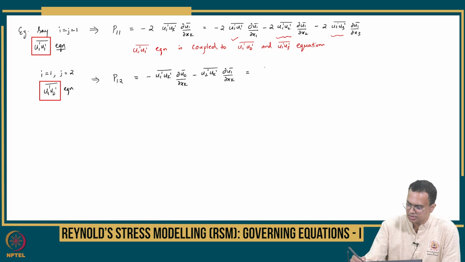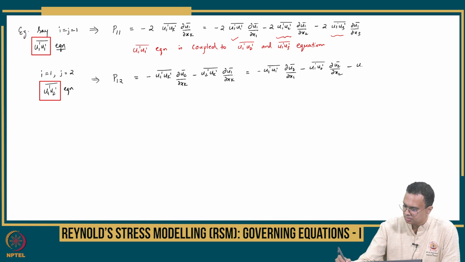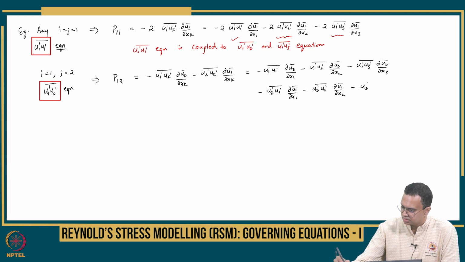So if I expand this, you will see what coupling will happen here. I get minus u1 prime dou u2 bar by dou x1 minus u1 prime u2 prime dou u2 bar by dou x2 minus u1 prime u3 prime dou u2 bar by dou x3, and then the next term, which is minus u2 prime u1 prime dou u1 bar by dou x1 minus u2 prime dou u1 bar by dou x2 minus u2 prime u3 prime dou u1 bar by dou x3.